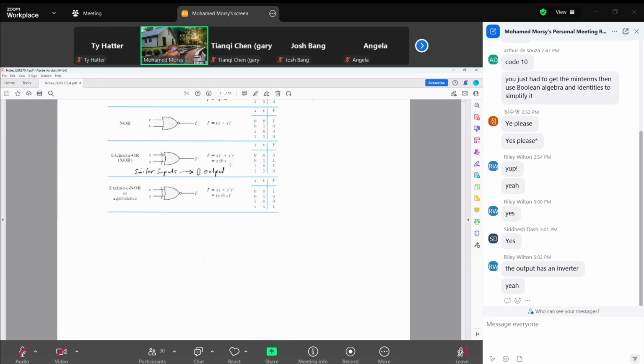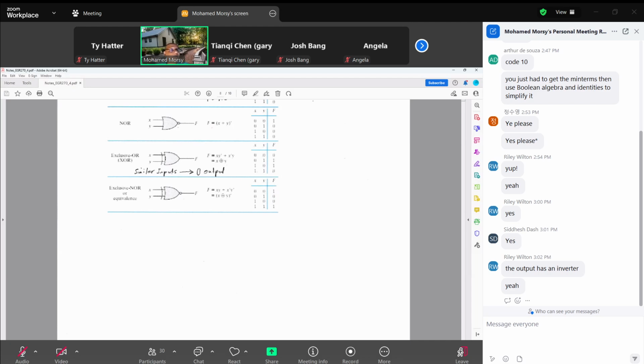But we can summarize the function of this gate in one statement. Similar inputs give 0 at the output. Means if X and Y are the same, either 0, 0 or 1, 1, the output will be 0. If they are different, like X is 1, Y is 0, or X is 0, Y is 1, the output is 1. So this simple statement summarizes the function of this exclusive OR, and summarizes this equation here.